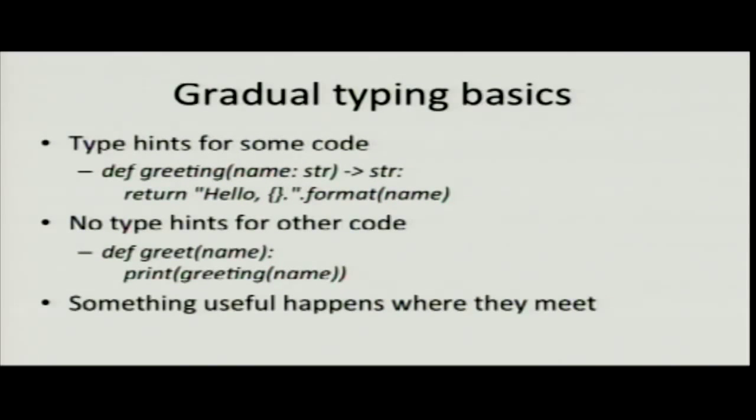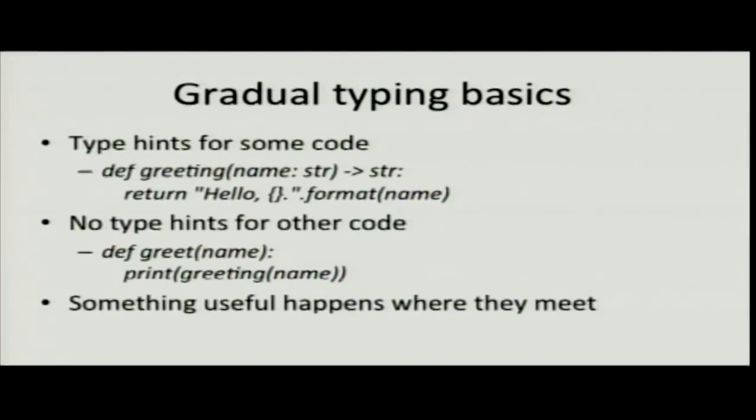If inside the greeting function there was some use of the name argument in a way that is incompatible with it being a string, a type checker will complain. But in the greet function, where there are no annotations to be seen, if you invoke greeting, it's not going to complain. Perhaps the biggest thing to understand is, well, you can see def greet of name. Clearly, name could be anything. Print greeting of name. The greeting function only accepts a string. However, we're not going to get complaints from the type checker, because we don't know for sure that name is not a string in this greet function.